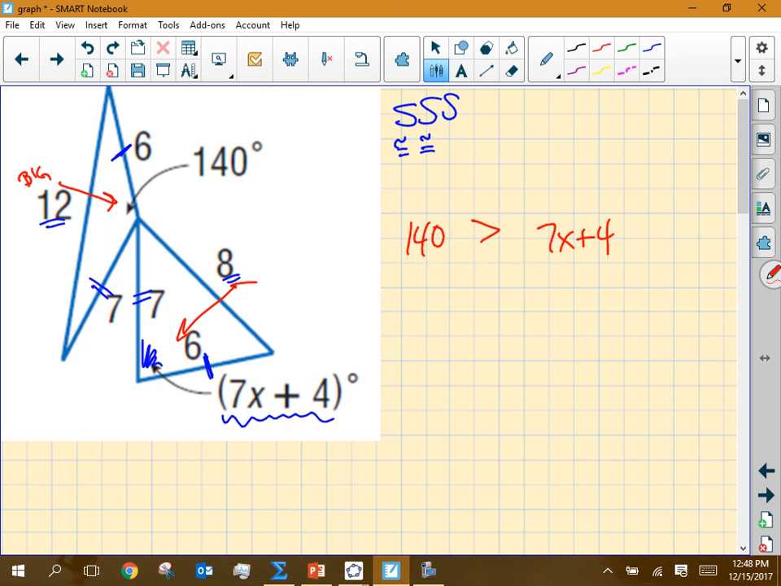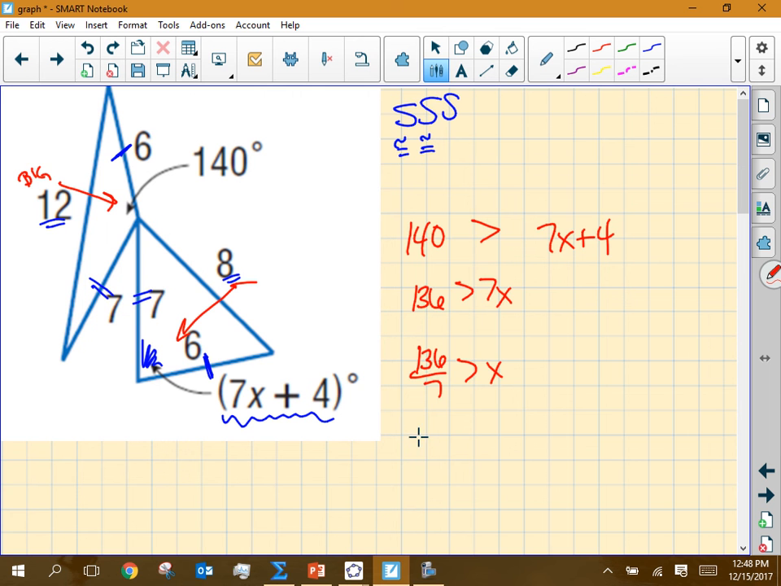Okay. Does that make sense, everyone? Okay, so let's go through and solve this. Subtract 4 from both sides. So 136 is greater than 7x. Divide both sides by 7. It's that. Okay. Now that's about 19. I think it's about 19.52 or something like that.